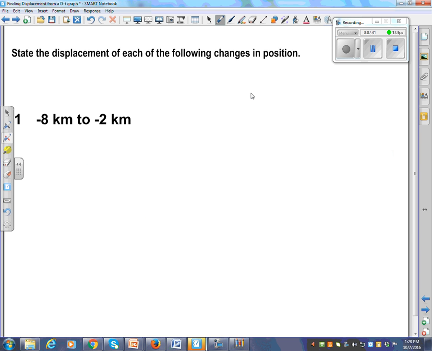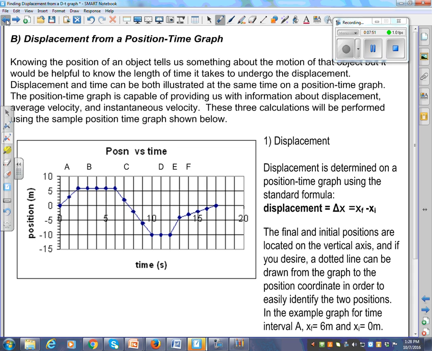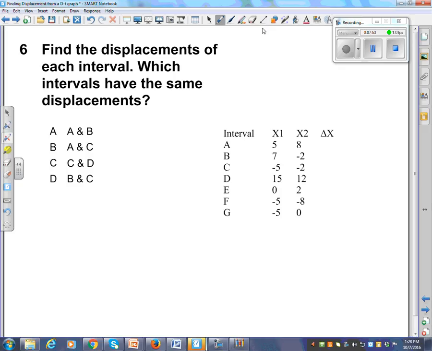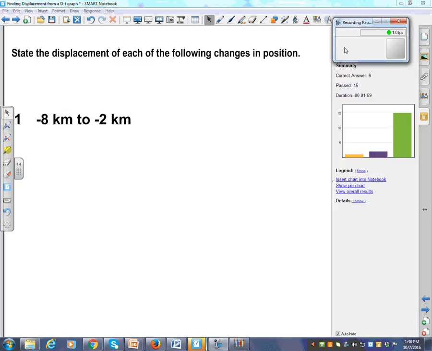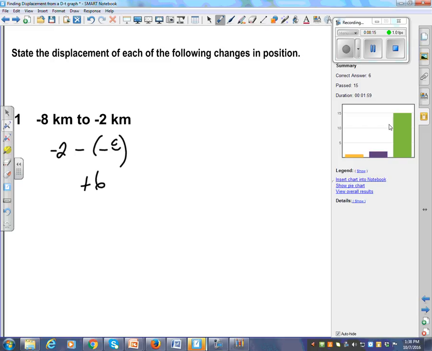Okay. Here's some more. State the displacement of each of the following changes in position. You got 1, 2, 3, 4, 5, and then this one's a little weird. Okay, so you got 6 to do. They're all clickers. If you can't figure it out, let us know, okay? Ask me, ask Ms. Martha for some help. Minus 8 to minus 2. Final minus initial. Minus 2 subtract minus 8, which is plus 6.